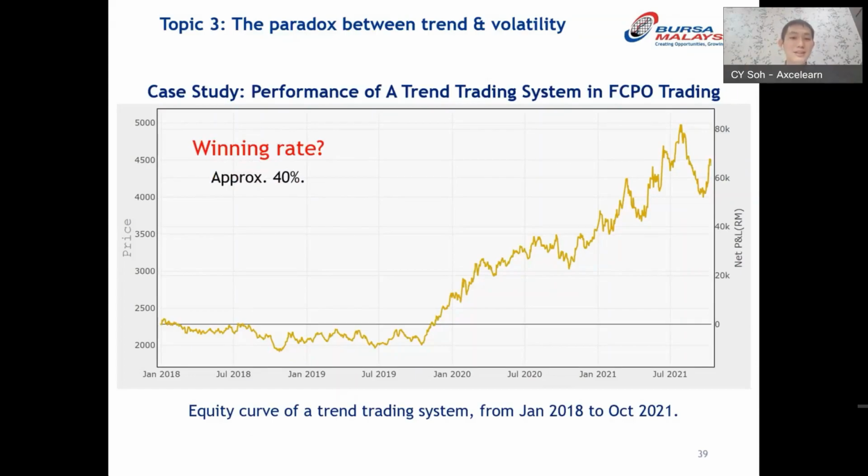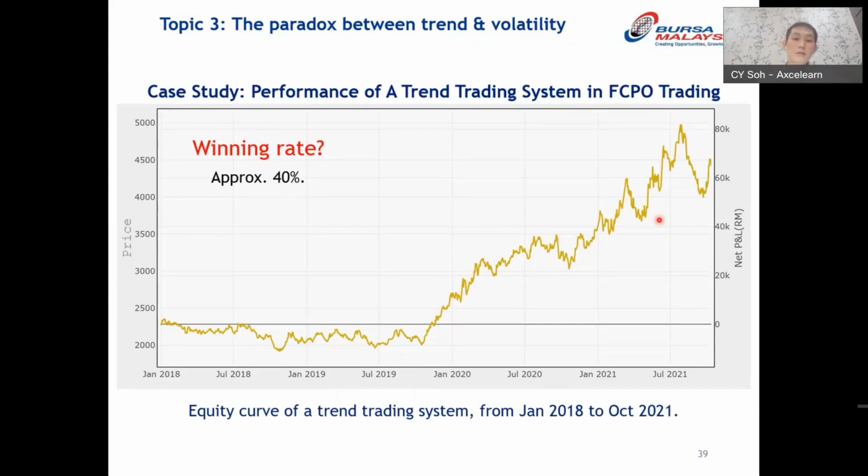Let me tell you that for this particular trading strategy, the winning rate is approximately 40% only. Don't get me wrong, this is correct data. If you were to backtest this particular trend following system, the winning rate is just 40%. Which means that in 100 trades, only 40% of the time you're making a winning trade or making money. However, the important thing you need to know is that although it is only 40%, you can see that the accumulated profit for this system is heading upwards.